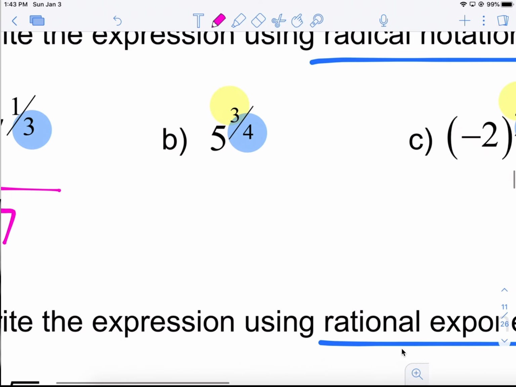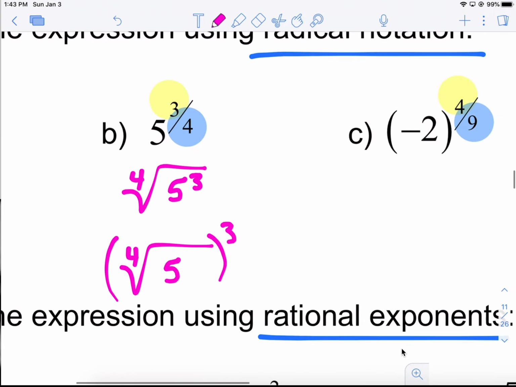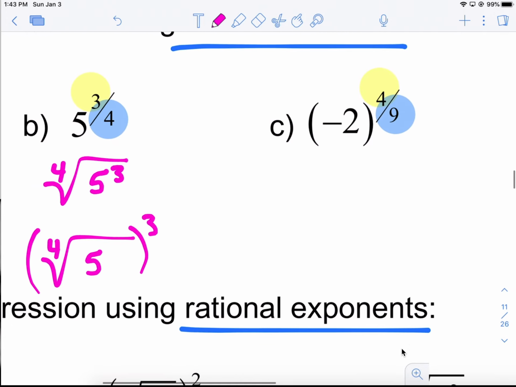Okay. All right, this one, I have a fourth root because the denominator was 4, but I have two different options for what to do with the 3. The 5 is definitely under the radical, but I can either put the 3 with it or I can put the 3 on the outside of parentheses. Both of these mean the exact same thing. Okay, it would not matter which one you gave me.